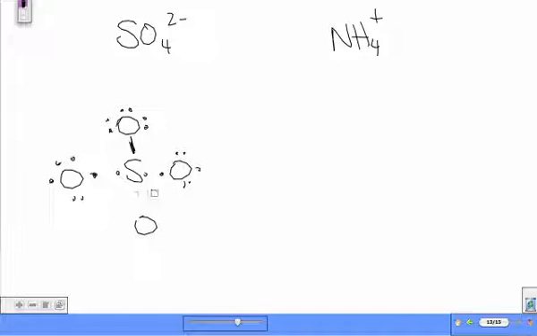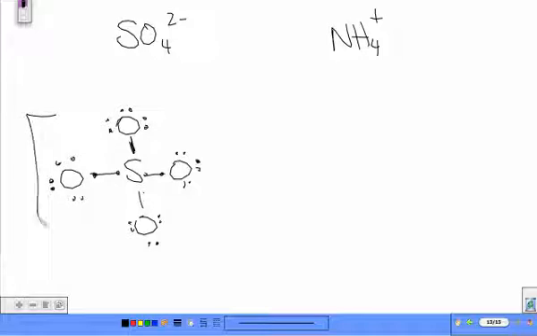Six. 1, 2, 3, 4, 5, and 6. So we get to add 2. Where would we add 2? On the left and right here. Yep. So now does everything have an octet? It has 8, 8, 8, 8, and 8. So yep. Polyatomic ions, what do we need to do next? Our last step: brackets.